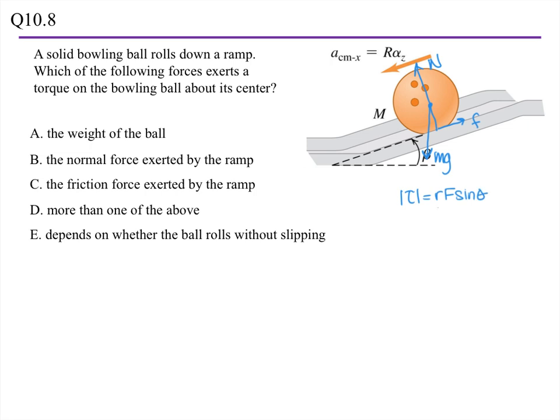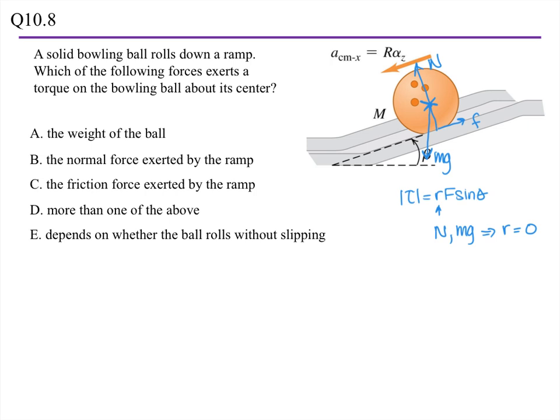Remember that R, that radius vector, goes from the point of rotation to where the force acts. Of course, for the bowling ball, the point of rotation is through the center, because that's the way it rotates about its center. So when you look at normal and the weight, they both act through the center, or the forces pass through the center. So for both of those, the radius vector would have a length of 0, which means those two forces will not produce a torque that would cause the ball to roll.